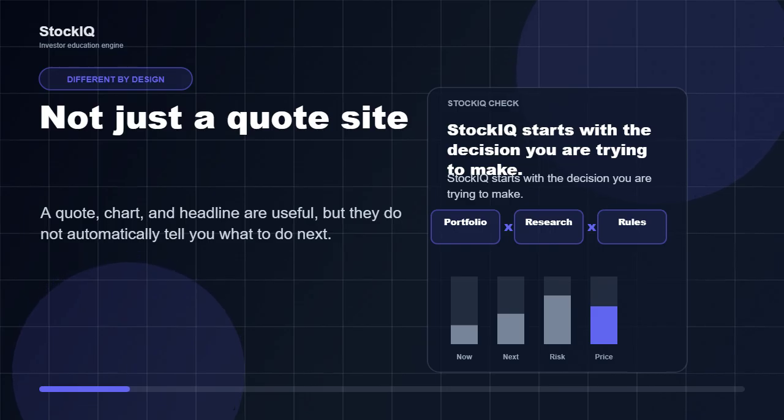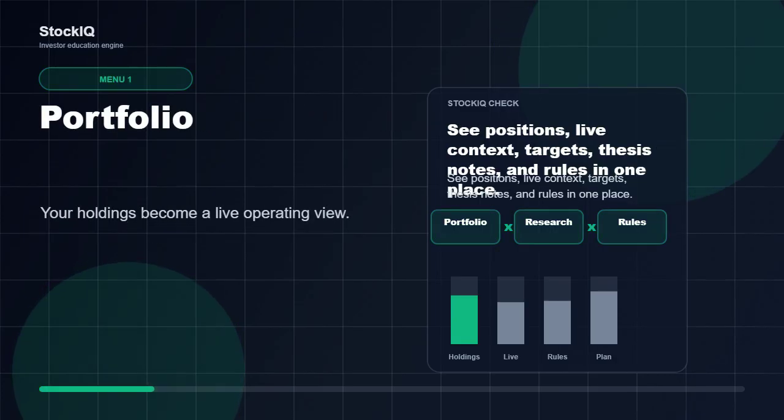The Portfolio tab is where your holdings become a live operating view. Instead of only seeing ticker symbols and balances, StockIQ connects each position to live price context, unrealized gain and loss, targets, thesis notes, and position rules. The goal is not just to know what you own. The goal is to understand what each position requires from you. Is it a long-term compounder? Is it a cyclical trade? Is it approaching a target? Is it drifting away from the original plan? That is the difference between a portfolio list and a portfolio operating system.